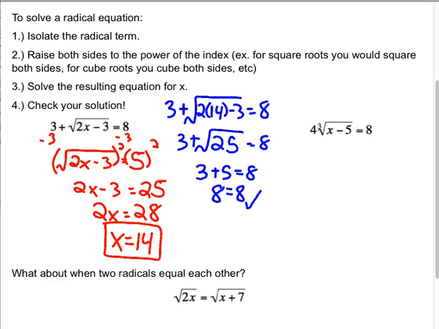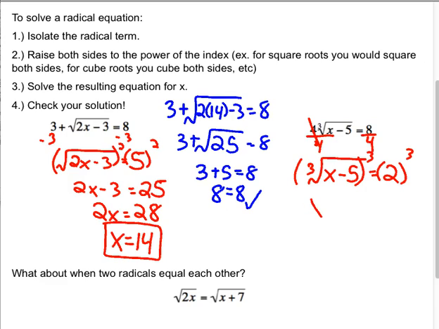So let's talk about the other one. Again, the idea is I need to isolate that radical first. In this case, that means I'm going to divide both sides by 4. So I have the cube root of x minus 5 equals 2. Once your radical is isolated like that, now I need to undo the root. It is a cube root, so I need to cube both sides to undo the root.